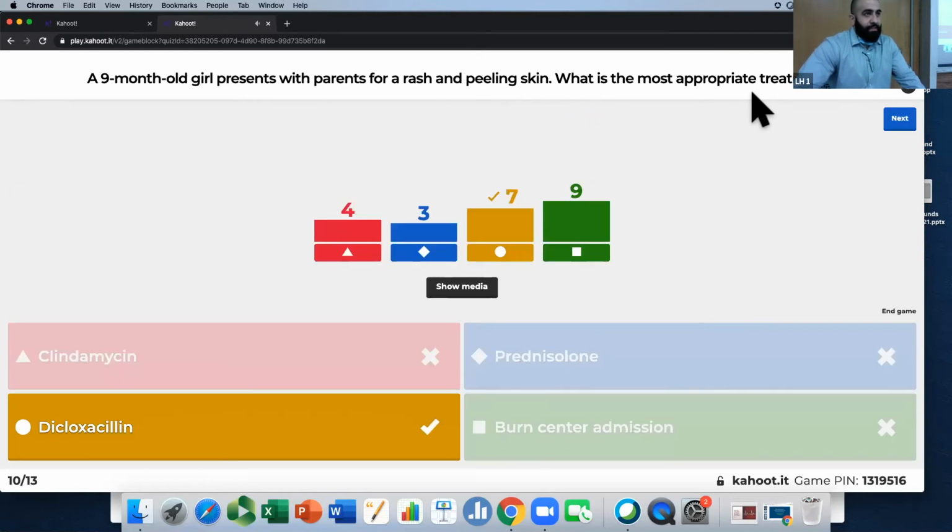So this would be staph scalded skin syndrome, with exotoxin release and a positive Nikolsky sign. Desquamation usually occurs 3 to 5 days after the onset of rash. Management involves fluid resuscitation and antibiotics. Burn center admission would be for Stevens-Johnson syndrome and TEN. Clindamycin would be appropriate for toxic shock syndrome.